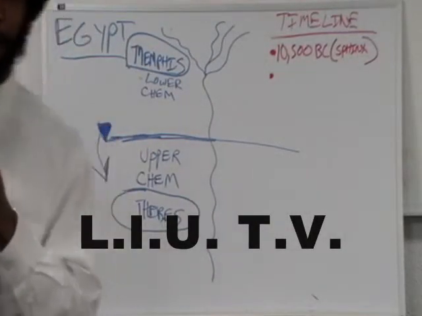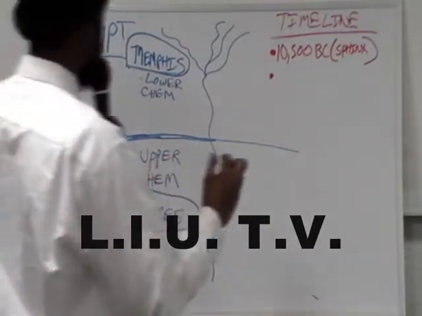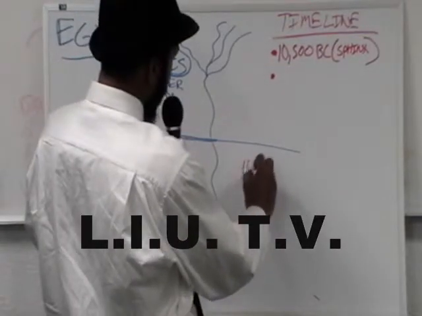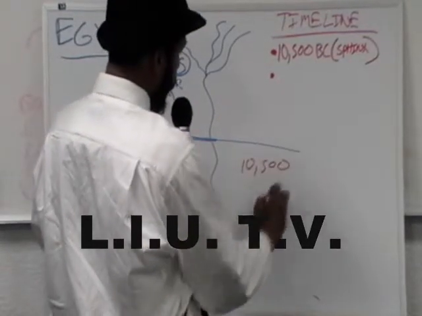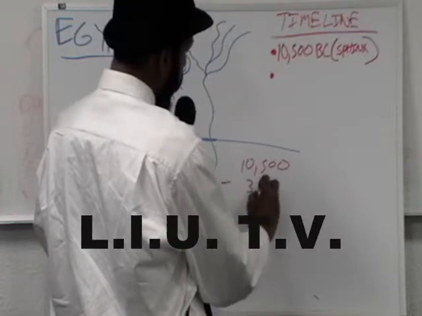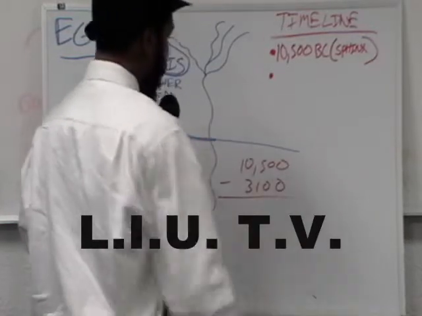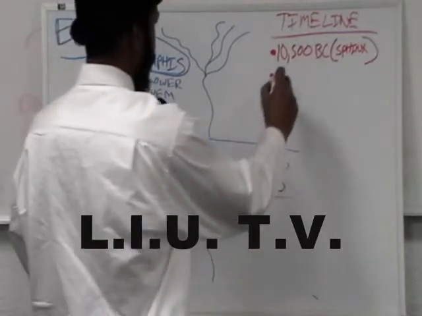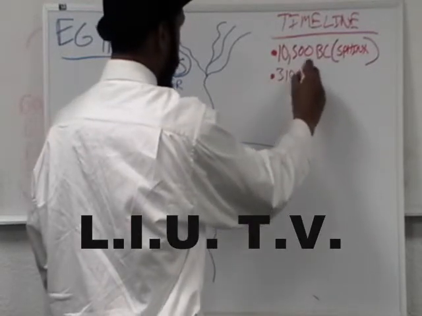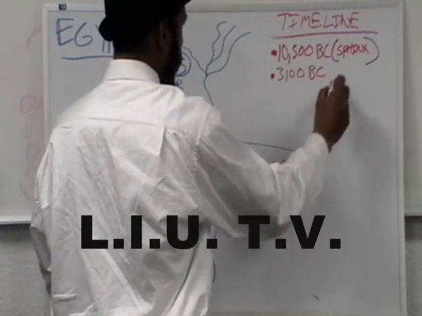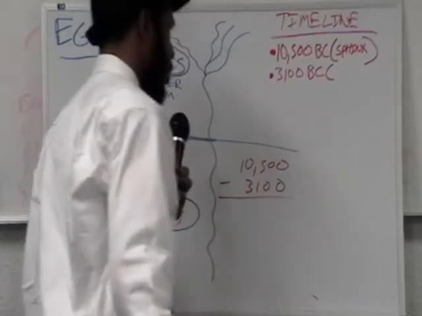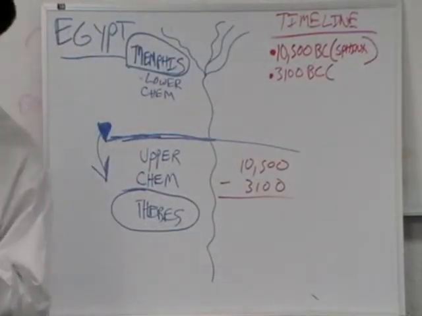If we do this math, 10,500 minus 3,100. Can somebody do that math for me on the calculator? 3,100, you say? Uh-huh. That's 7,400. 7,400.